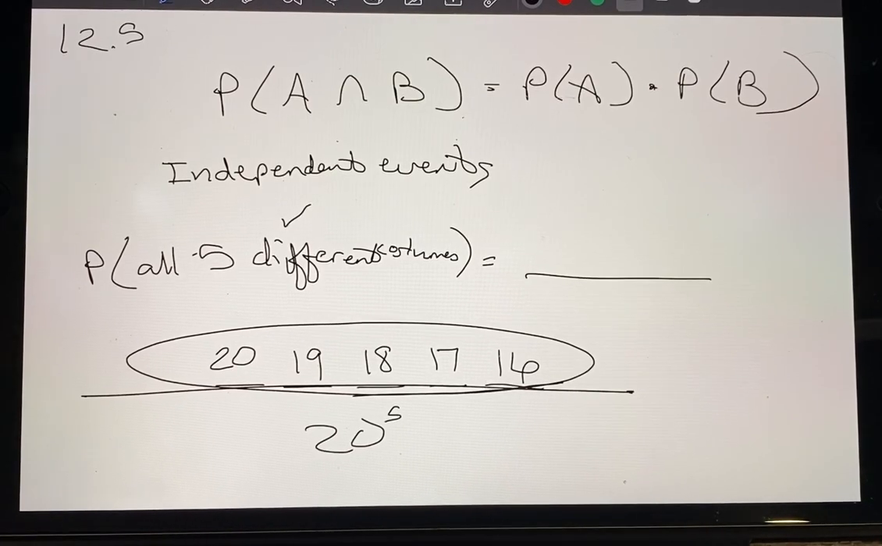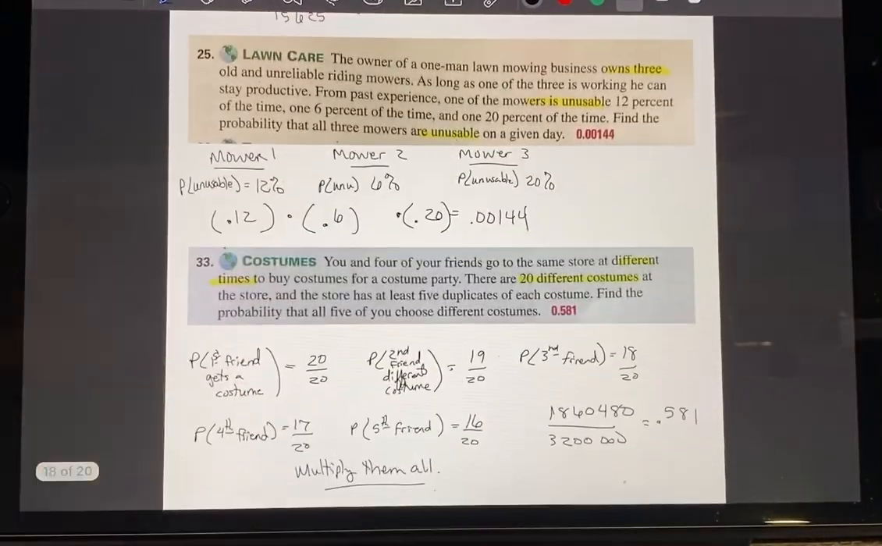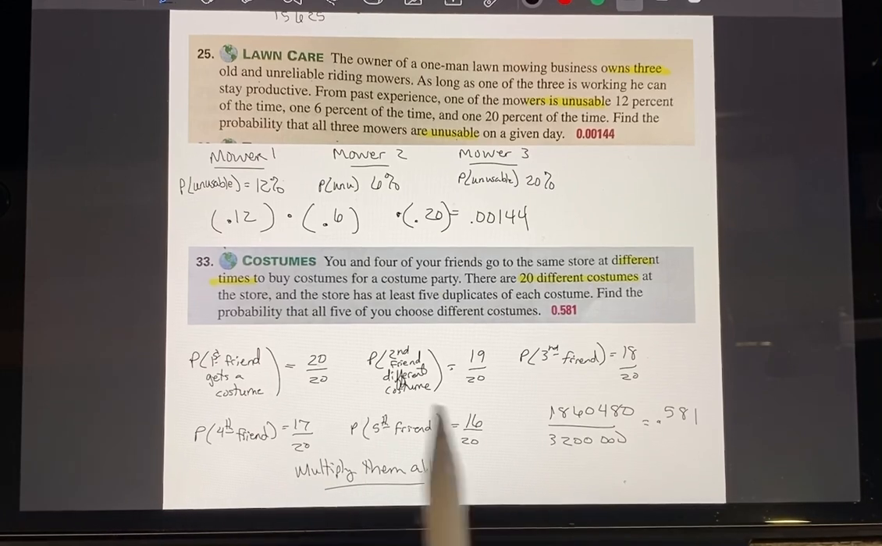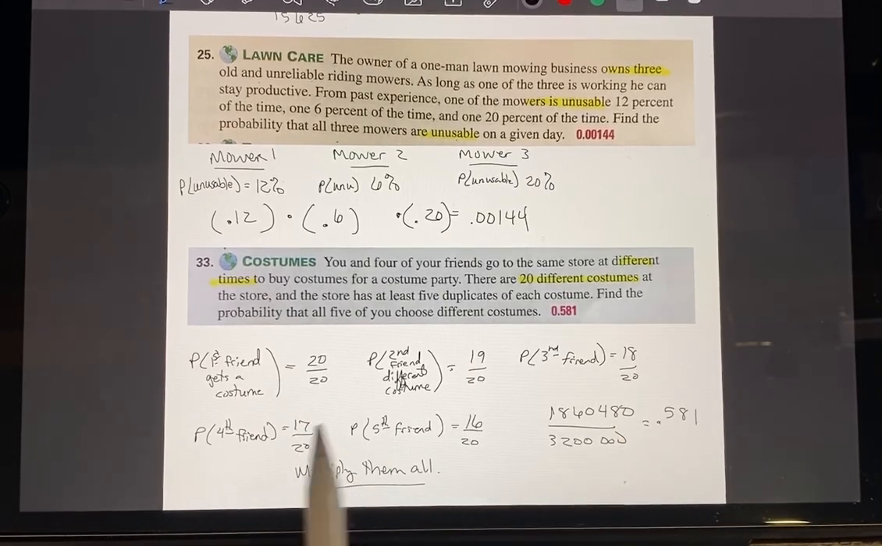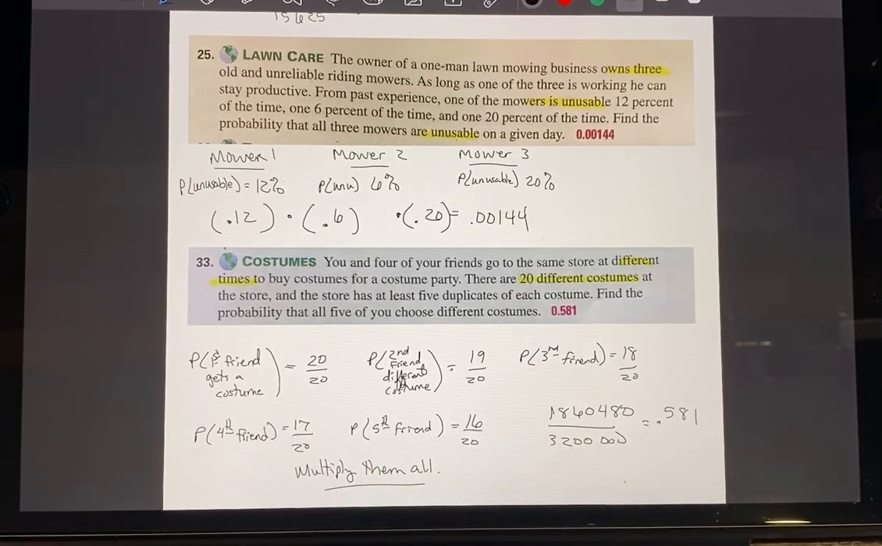And so when we work out those numbers, I'm going to switch back over here and see. We can see that our first friend, I kind of broke it out, picked a costume. He had 20 out of 20 costumes he could pick from. Our second friend had 19 out of 20 costumes to pick from, then 18. And what we got was 20 times 19 times 18 times 17 times 16 for the top, and 20 to the 5th for the bottom, which gives us 0.581 for that.